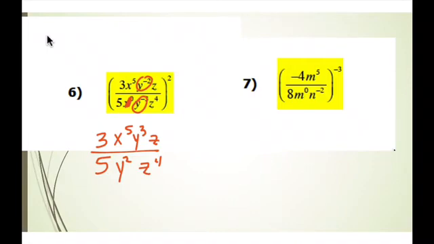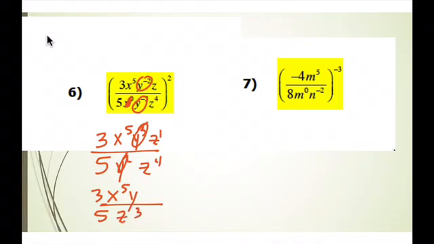So now if I simplify all that, I'm going to have my 3 and my 5. The x to the 5th can't cancel with anything. If I've got y to the 3rd and y to the 2nd, I'm going to have an extra y on top. And then z to the 1st over z to the 4th, I'll have z to the 3rd on the bottom.